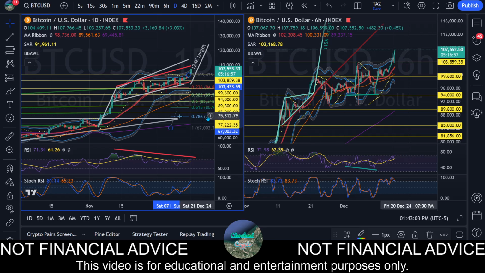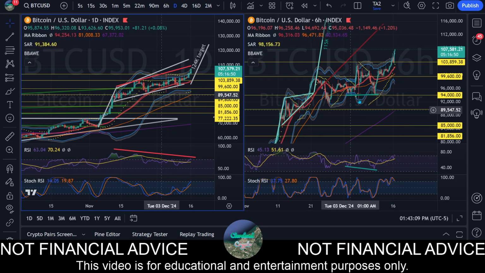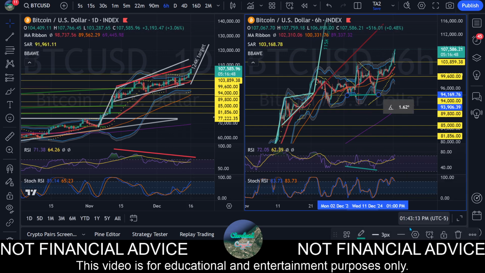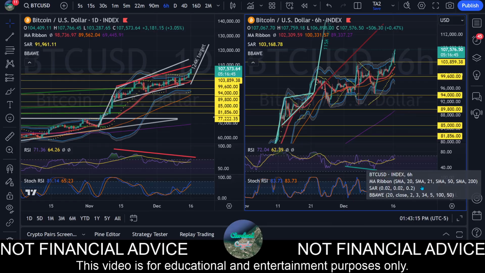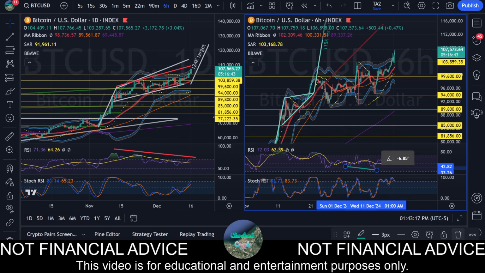And even get rid of this now as we have broken out of it. Let's get rid of that fib retracement. And we can also get rid of this hidden bullish div, because that also played out.